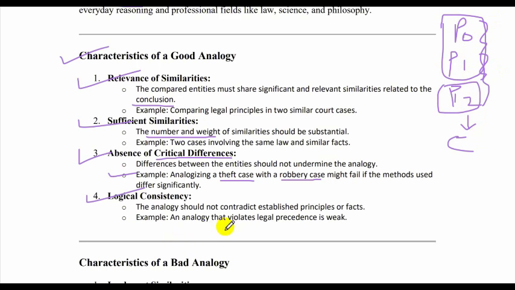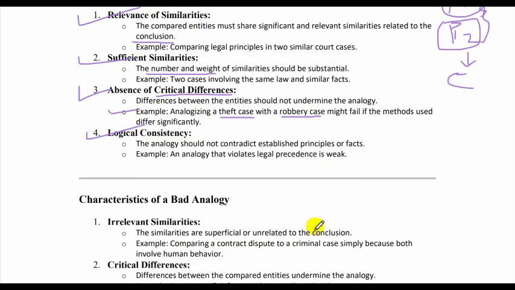Example, an analogy that violates legal precedence is weak. So let's say we have filed a case, and the precedents that we are depending upon in making our case stronger do not directly link or connect with what we are stating. Those precedents will not help us. That analogy will violate that legal precedence and it will become weak. Our arguments will become weak.